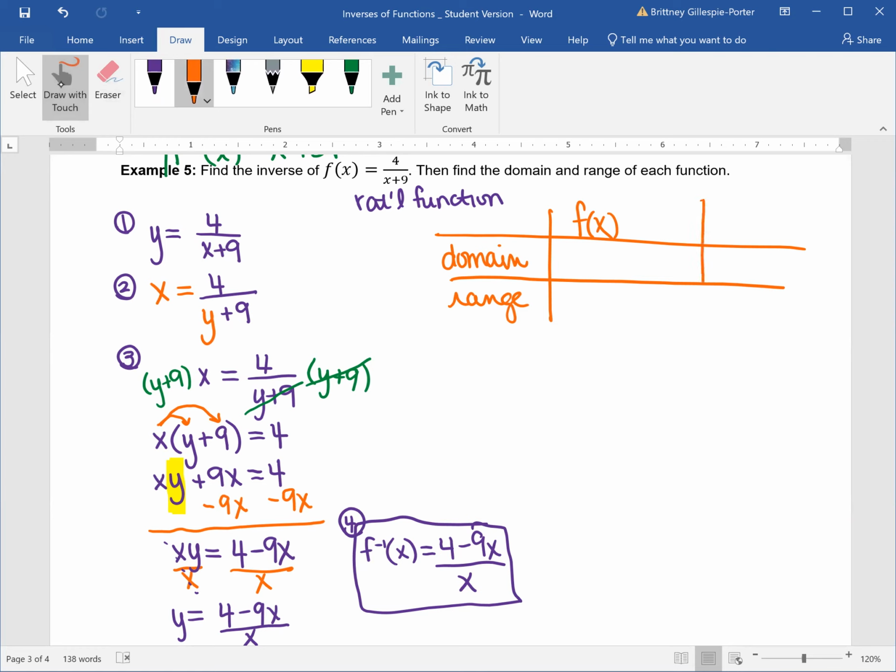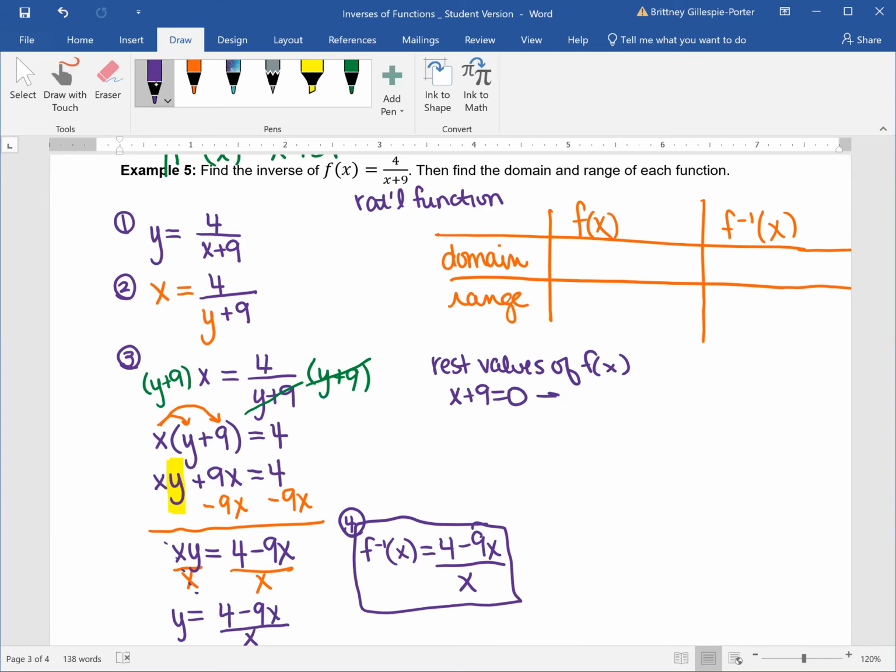Because my domains are going to be a little bit longer because they are rationals. Okay, so of the original function, let's find the restricted values of f of x. We take our denominator, set it equal to 0, find out x cannot be negative 9.